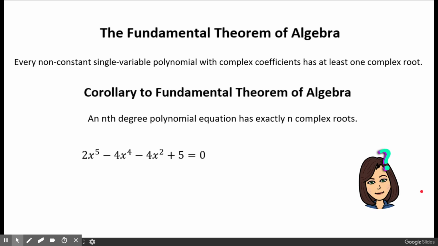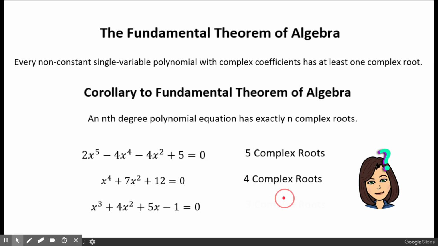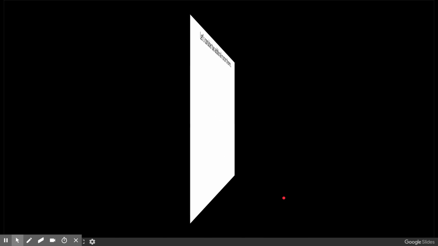So at this point, you're probably thinking, what is this lady talking about? Well, if you look at the degree of the polynomial, it can tell you how many roots you have. So a 5th degree, we have 5 roots. A 4th degree, we have 4 roots. A 3rd degree, we have 3 roots, and so forth.